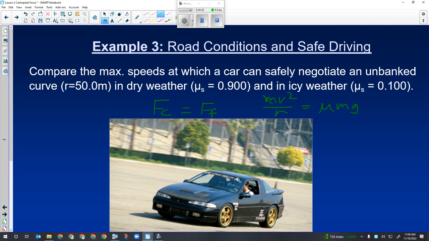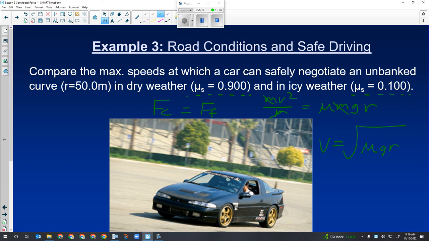We already said that the masses are going to cancel, and I'm trying to solve for v. So what do I need to do with r? I bring it over to this side, and that leaves me with v squared equals mu g r. But we want v, so v is equal to the square root of mu g r. Now I just have to plug in my numbers. This will get me the maximum speed in both ideal conditions and icy conditions.